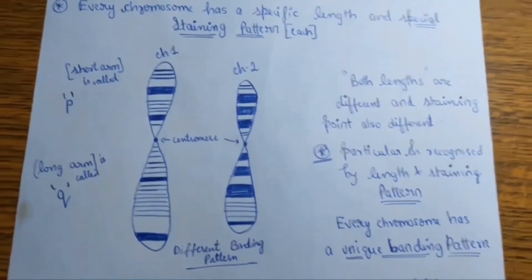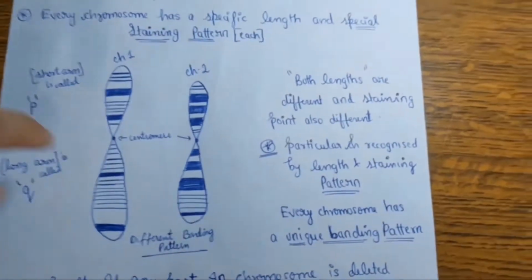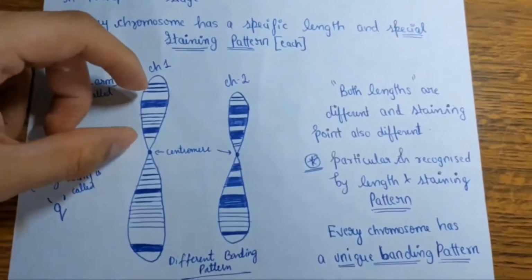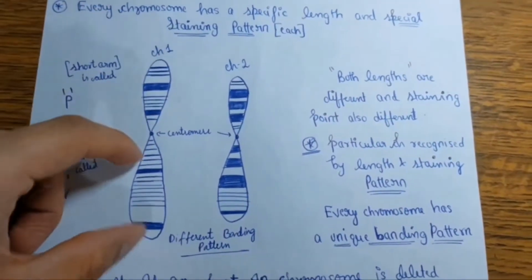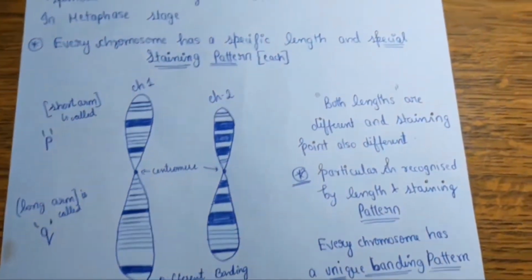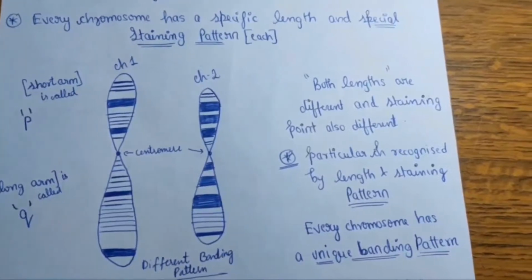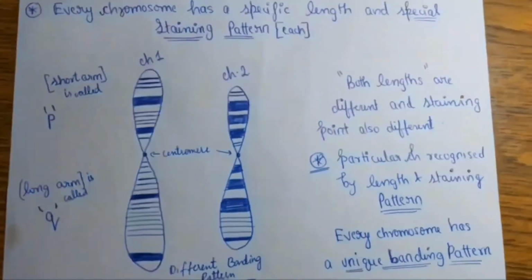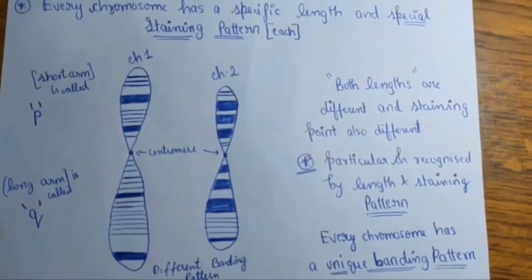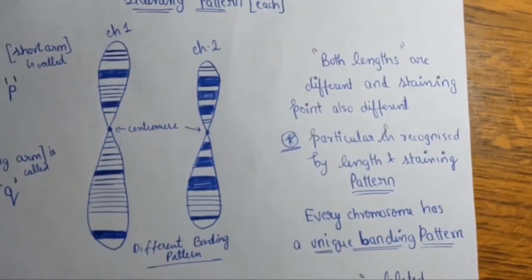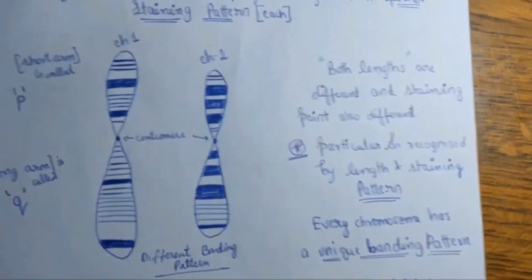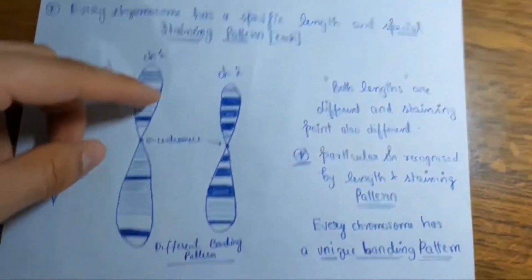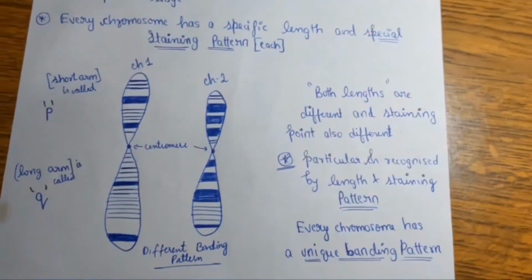After karyotyping is done and the photograph is taken, we can see the chromosomes arranged in such a fashion, and each chromosome has a short arm and a long arm. The short arm is called P and the long arm is called Q, and in the middle we have the centromere. Every chromosome is stained in a specific pattern, different from each other, so every chromosome has a unique banding pattern.